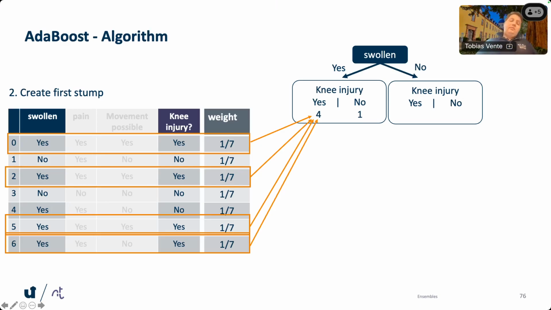Is it clear to anyone how we come up with these numbers and how to calculate the GINI index? I can explain it again, but I can also save some time and not do it.